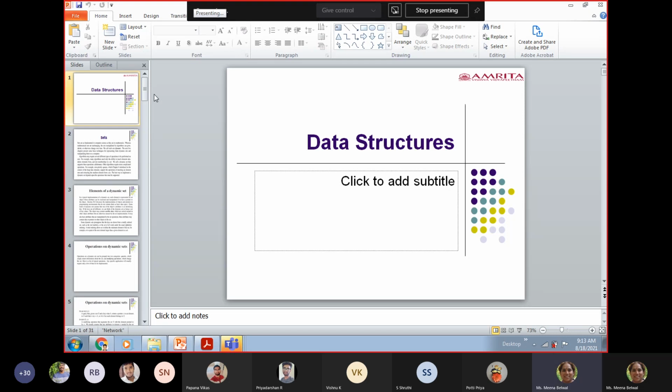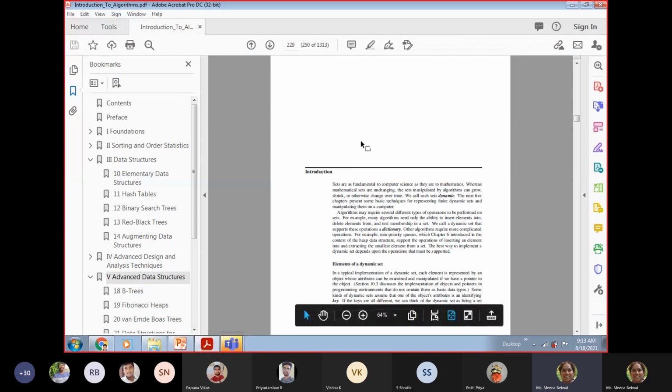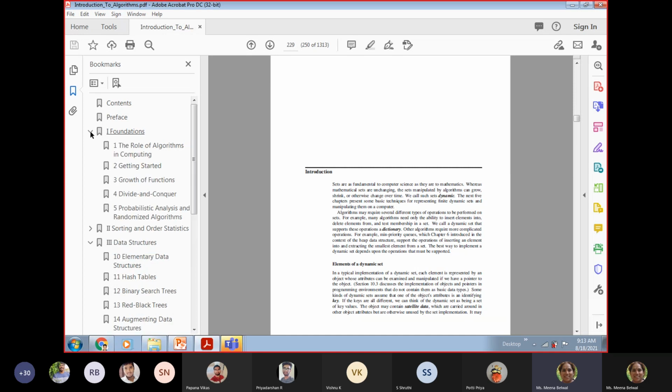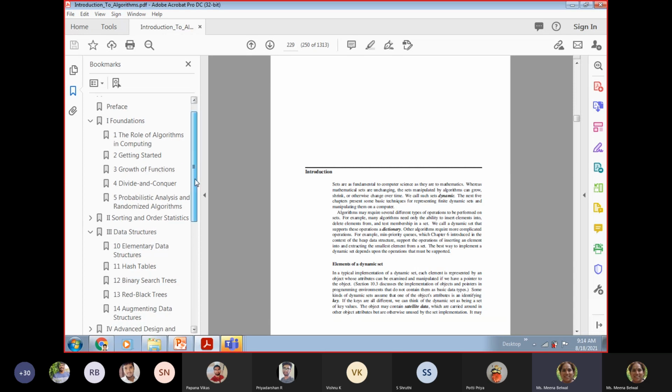So today, it's already 9:30, so we will just get started with this. To get started, I will be opening the book. This is the book, Introduction to Algorithms by Cormen. So we are where we are. In the book, you see that part one is foundation. It tells about the role of algorithms in computing, getting started, growth of functions, divide and conquer, probabilistic analysis, and randomized algorithms.